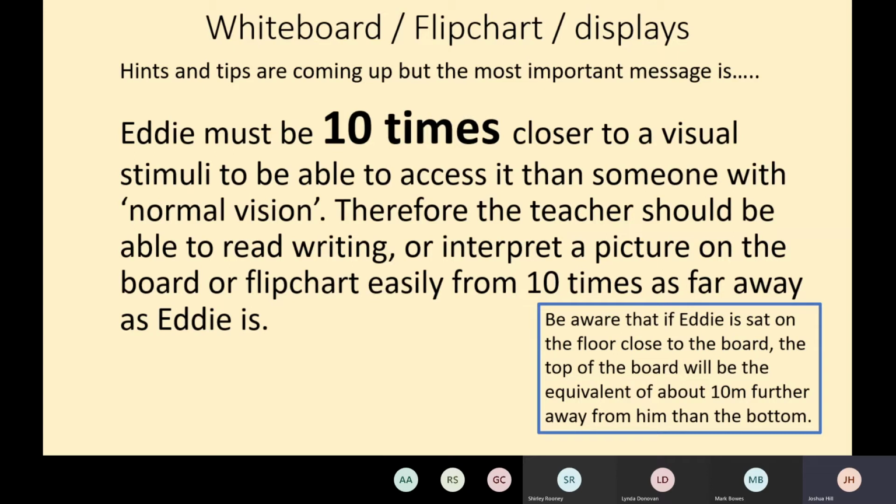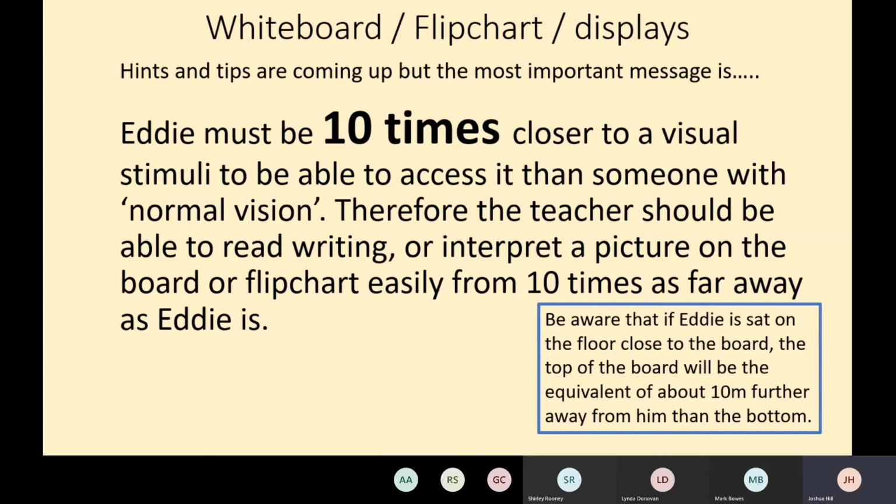So as a teacher, if the lighting is good, there's not much glare, if you can stand 10 times further back than Eddie and still read the board with ease, then it's probably big enough. That's the key thing to bear in mind. And as he's young, he might be sat at the carpet. If he's sat at the carpet very close to the board, it's really important to remember that for him, the top of the board will be about 1 metre further away than the bottom of the board. Now, equivalent for Eddie, that's 10 metres further back.